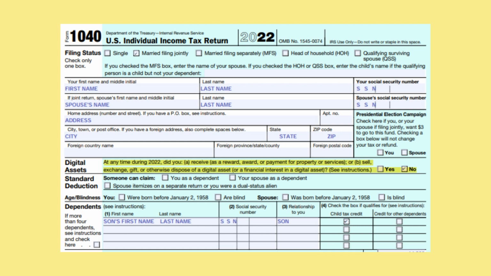Under the Dependent section, since in our example you have a 13-year-old son, put his first name, his last name, his Social Security number, his relationship to you, and check the box that he qualifies for the child tax credit.